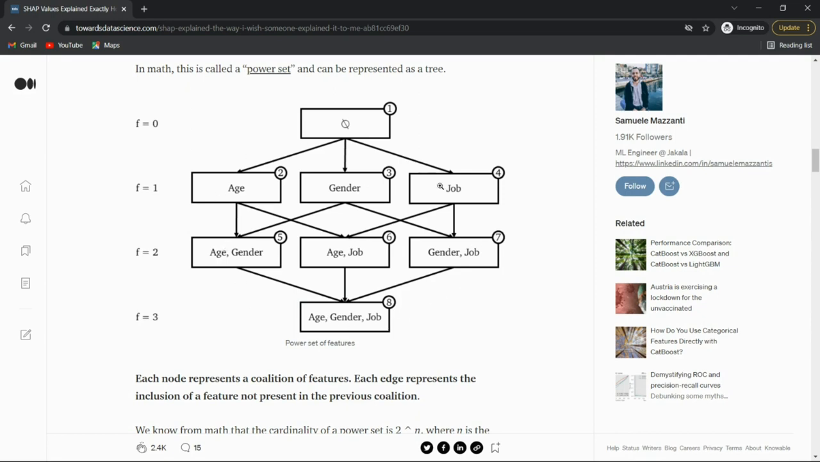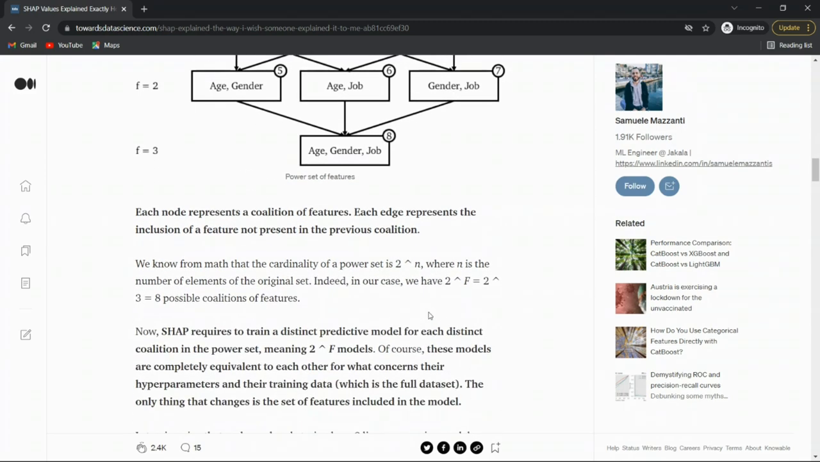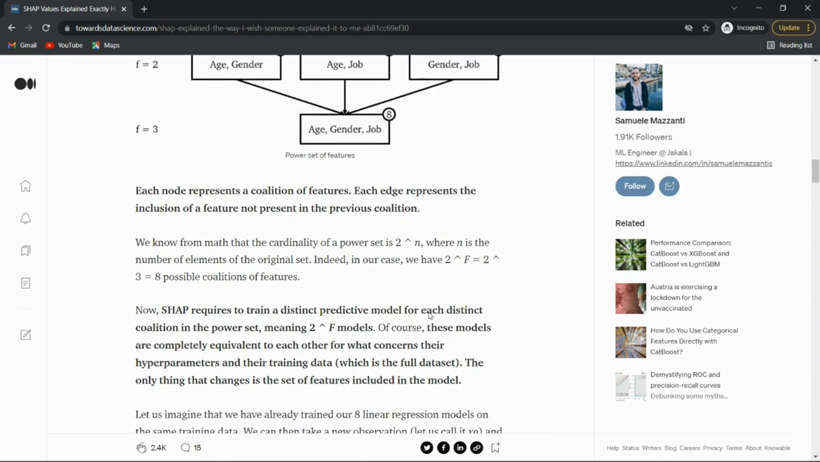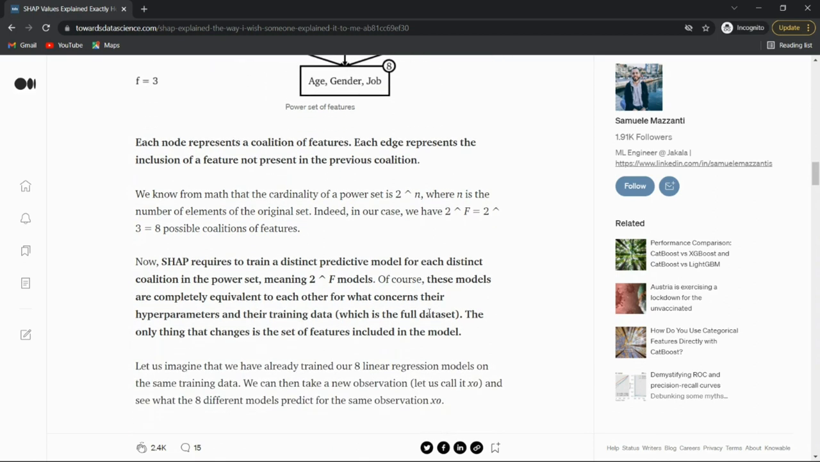So in total, our power set of all the combinations of features consists of 8 values, or 8 elements. Now we need to train a distinct predictive model for each distinct coalition in the power set. That is, we need to train 2 to the power F models. Here our capital F is 3, so we need to train 8 models in order to know the importance of each feature.